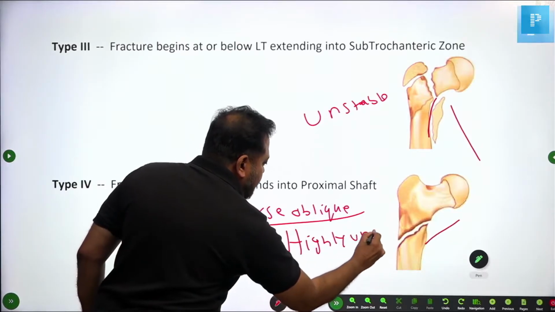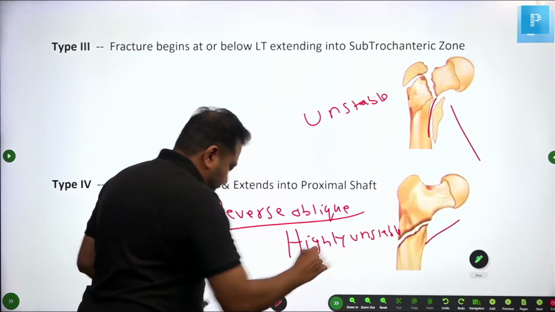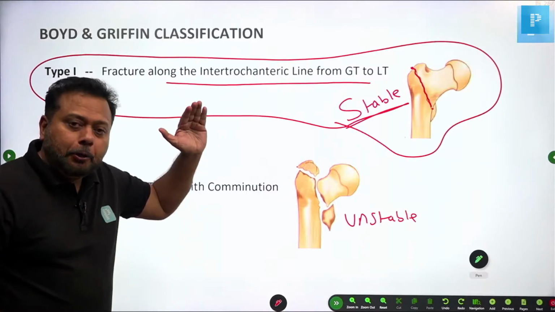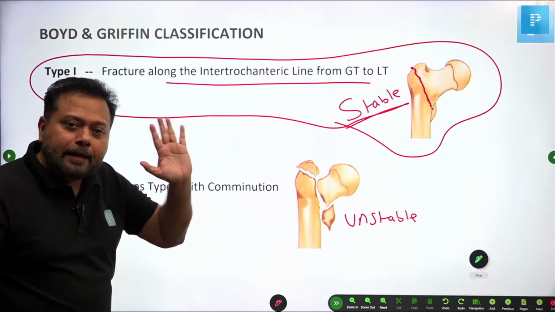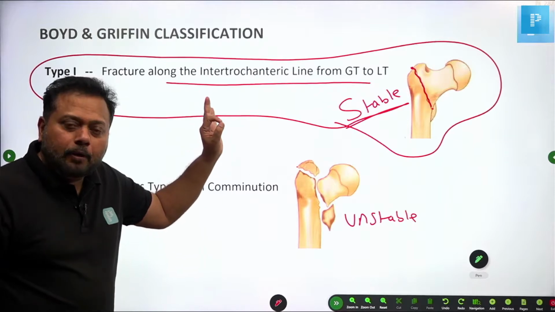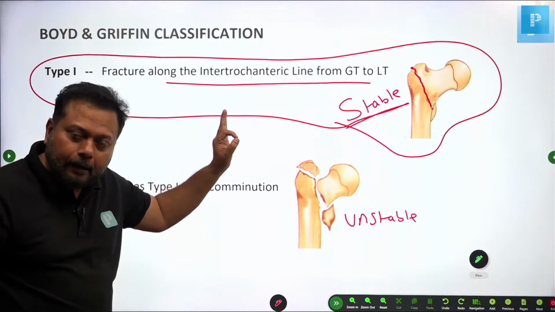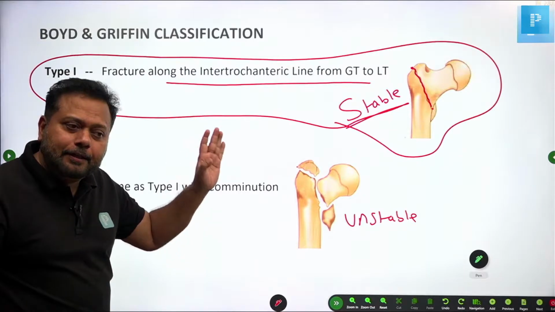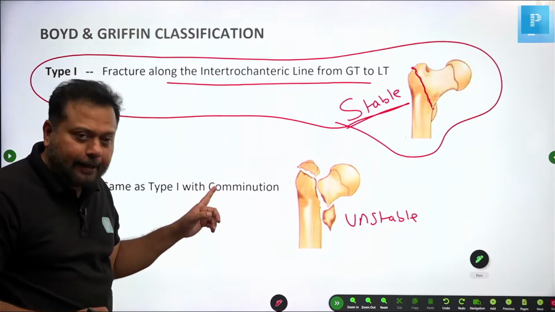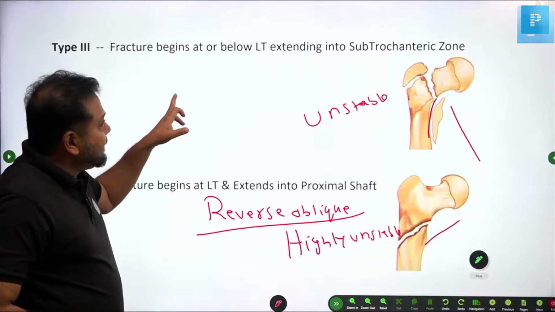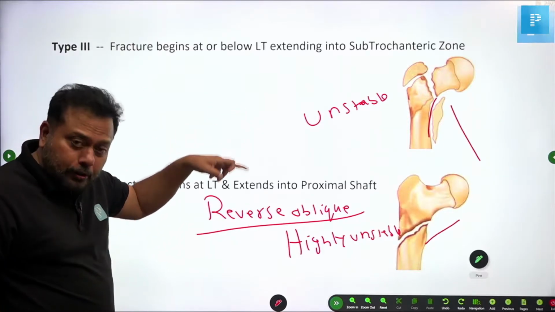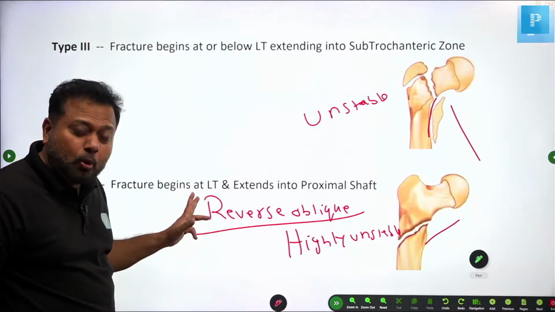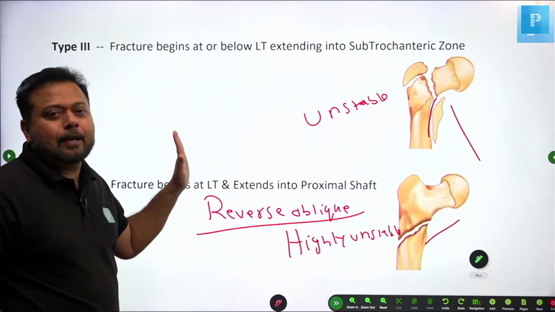Please revise. Type 1, fracture between greater trochanter and lesser trochanter, undisplaced. This is stable IT. Type 2, comminuted fracture between GT and LT, so this is unstable IT. Third one, fracture begins at LT and goes into the subtrochanteric area, this is unstable IT. Last type is called reverse oblique, a very highly unstable type.